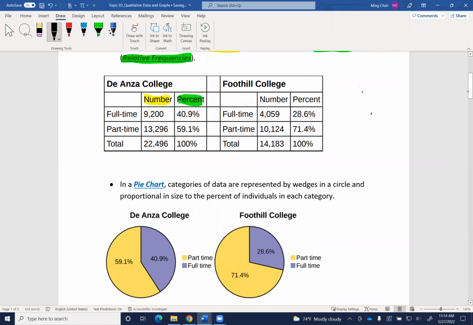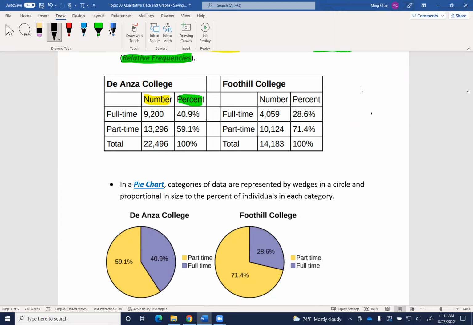A pie chart is a very good display for qualitative data. In a pie chart, categories of data are represented by the wedges in a circle and proportional in size to the percent of individuals. So this 59.1% wedge is accurately represented as the part-time students, as displayed in the table. The 40.9% are the full-time students.